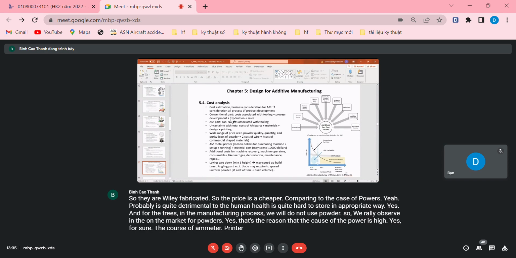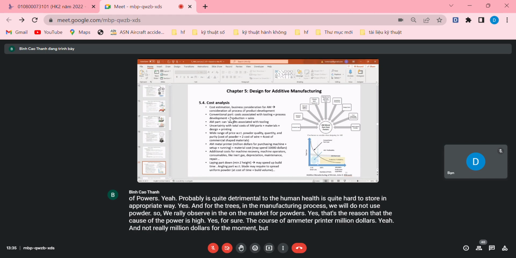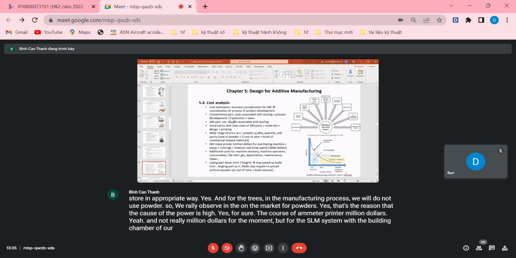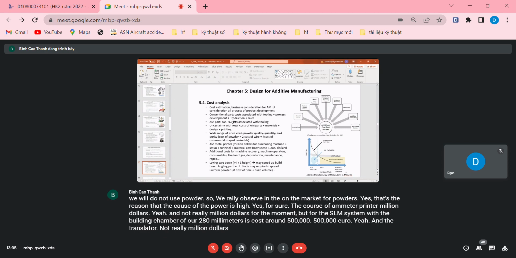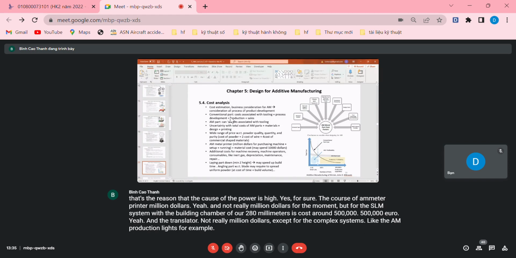The cost of an AM metal printer, $1 million. Not really $1 million for the moment, but for an SLM system with a building chamber of around 280 millimeters, this costs around 500,000 euro. Not really $1 million, except for complex systems like the AM production lines, for example.